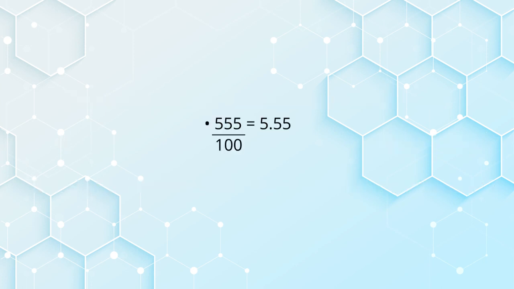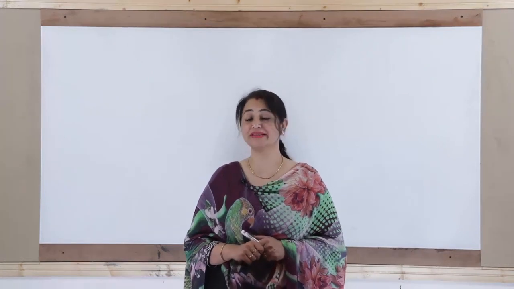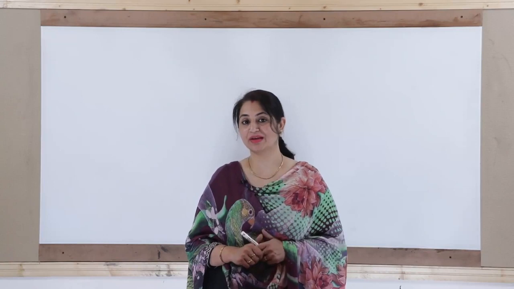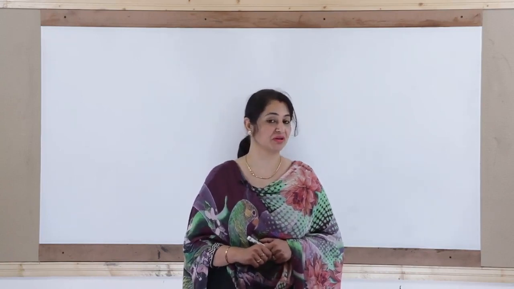Okay, 555 divided by 100 is equal to 5.55. True or false? That's true. It is being divided by 100. So, we can leave 2 digits from right and put the decimal here. So, it will give us 5.55. So, if you remember all these formulas and you have also answered all my questions correctly, then you are going to enjoy this chapter a lot.